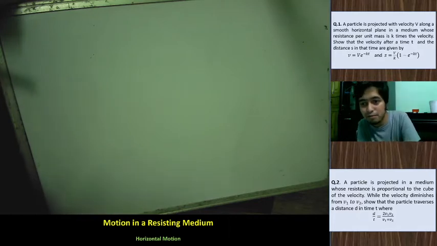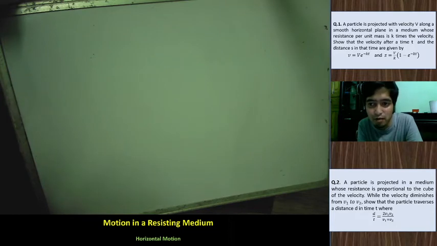So what I used to do every year is I would start with projectile motion first. But I think of making a change this year. I will be doing motion in a resisting medium first. So let us just go ahead. First we will be discussing motion in a resisting medium, and it is about horizontal motion.